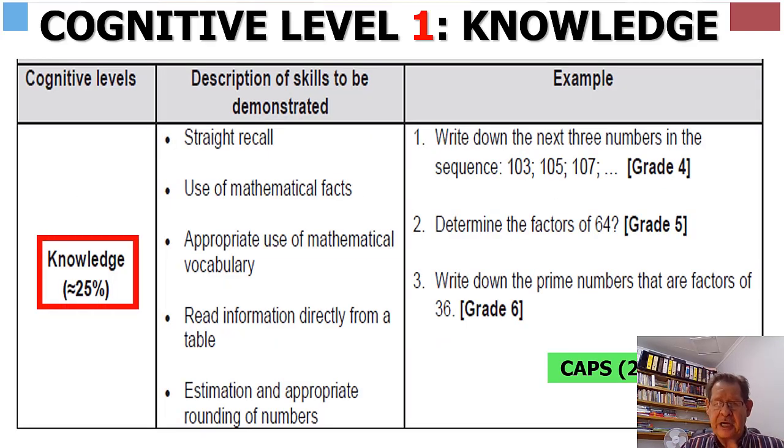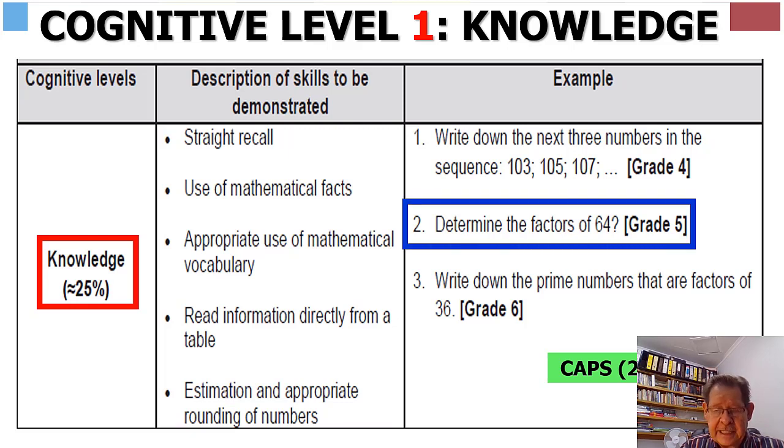The first level, knowledge, is described in the CAPS document, and you see the descriptions of the skills that are normally associated with knowledge in the second column over there. And a typical example of a question on the knowledge level in grade 5 is: determine the factors of the number 64.